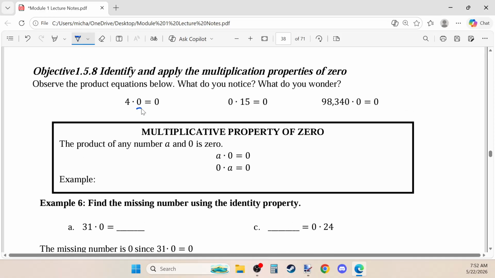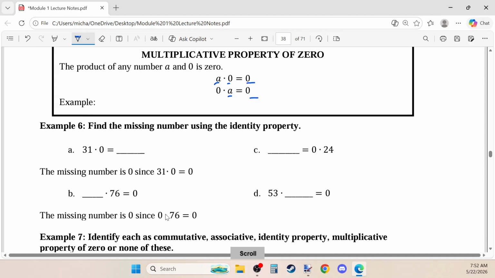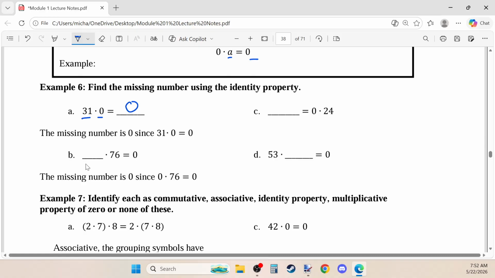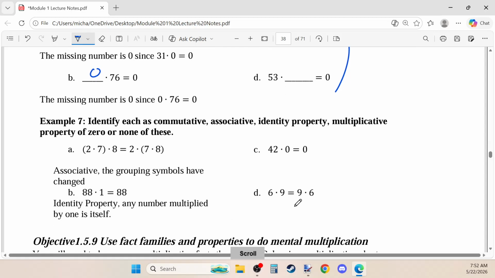Multiplicative property of 0. 0 times any number is 0. Number times 0 is 0. 0 times a number is 0. We get here 31 times 0 is 0. Something times 76 is 0. Well, 0 times 76 is 0. You fill in these blanks on your own.